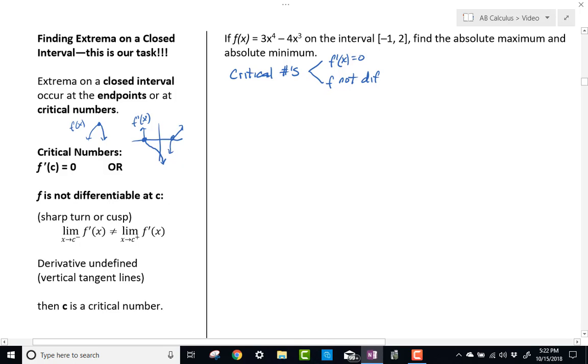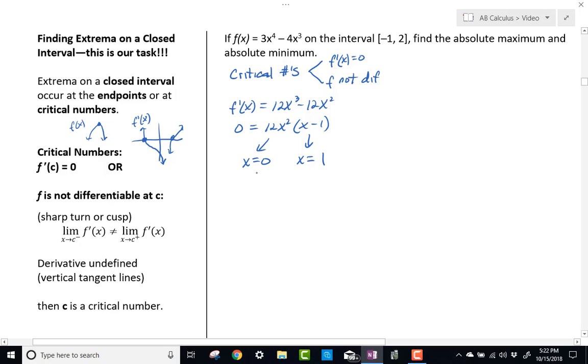So we're going to look then at where f prime is equal to 0. So f prime of x is equal to, this is going to be 12x cubed minus 12x squared. I'm going to take the derivative and set it equal to 0. So let me see, we'll factor out a 12x squared here. So 12x squared times x minus 1. So 12x squared, set that equal to 0, and we get x equals 0. And x minus 1, we get x equals 1.